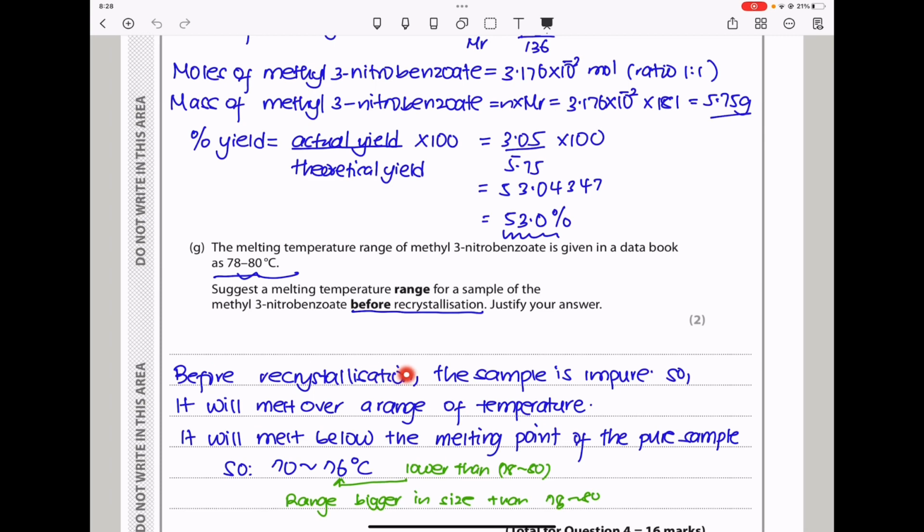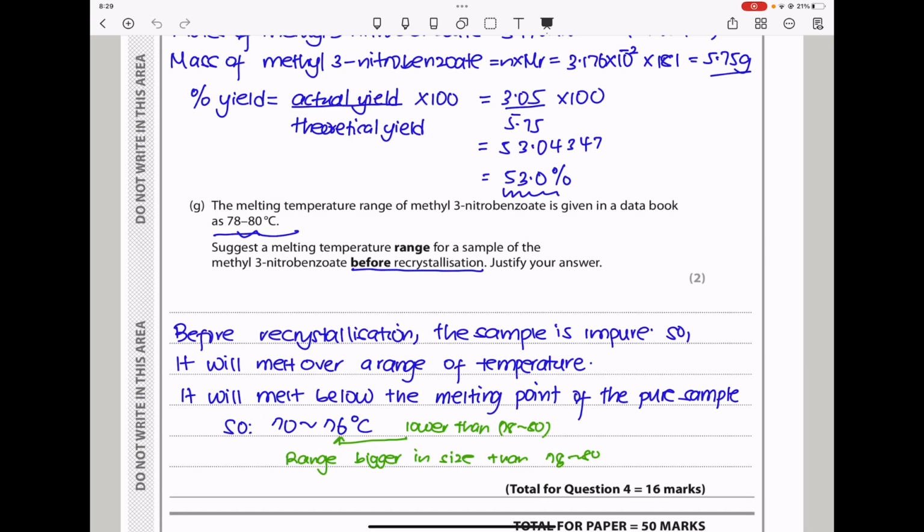So I said before recrystallization, the sample is impure, so it will melt over a range of temperatures, meaning the range is going to be wider than this. And it will melt below the melting point of the pure sample, so the range is going to be wider and it's going to be lower than 80. So I chose 70 to 76 because the higher temperature here is going to be lower than the given range.